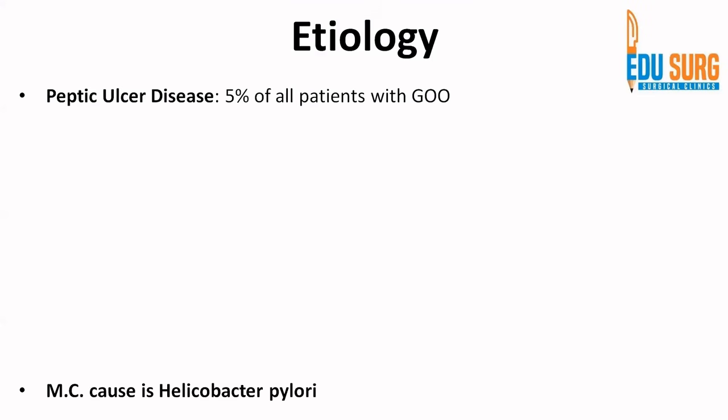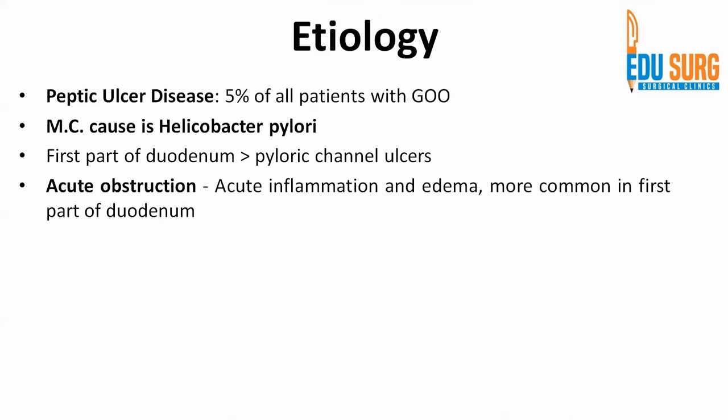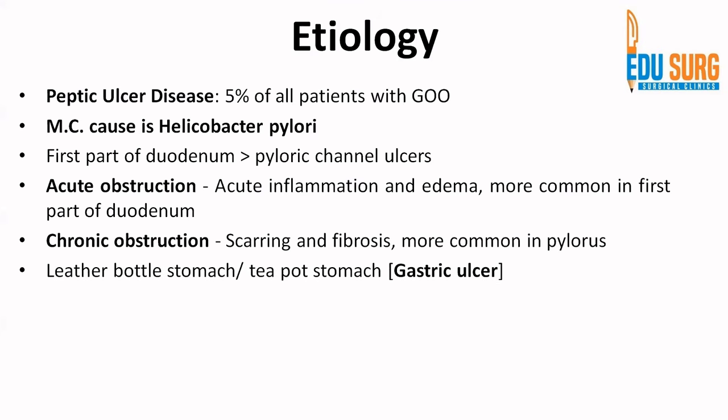So the etiology, peptic ulcer disease is seen in 5% of all patients with gastric outlet obstruction. Most common cause is Helicobacter pylori. More common area of obstruction is at the first part of duodenum, then the pyloric channel ulcers. Acute obstruction usually is seen more commonly in first part of duodenum, and this is due to acute inflammation and edema, whereas chronic obstruction is more common in pylorus, and this is due to scarring and fibrosis.